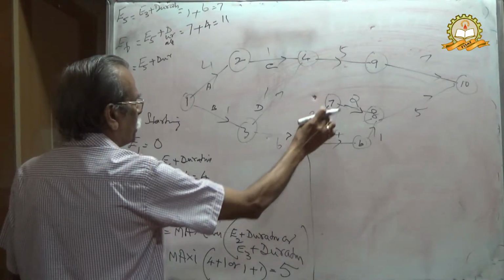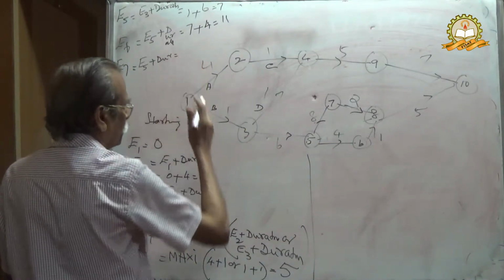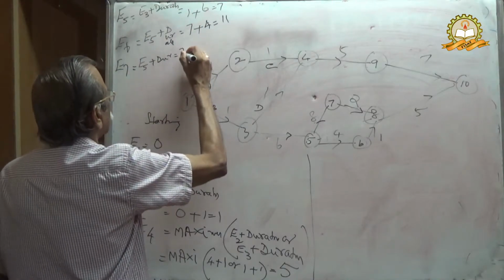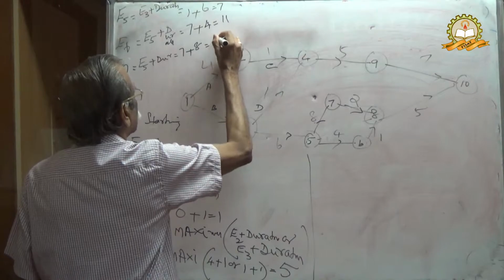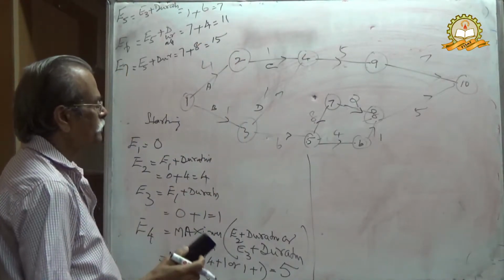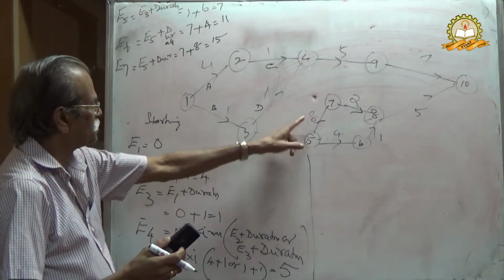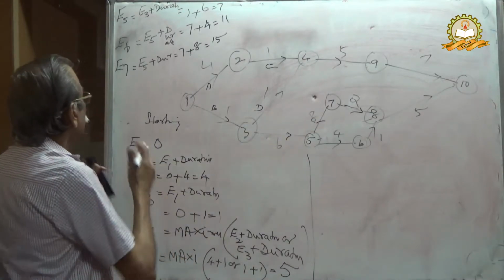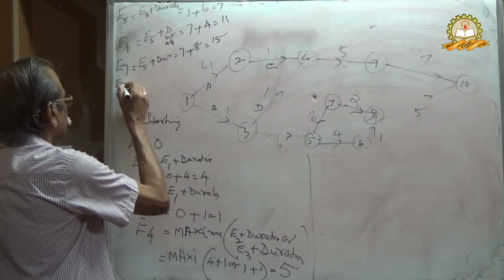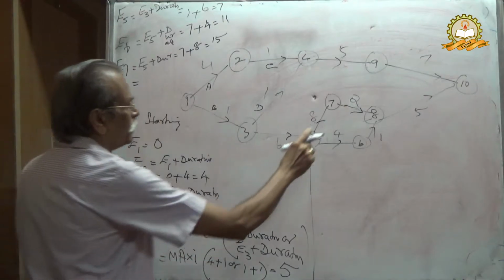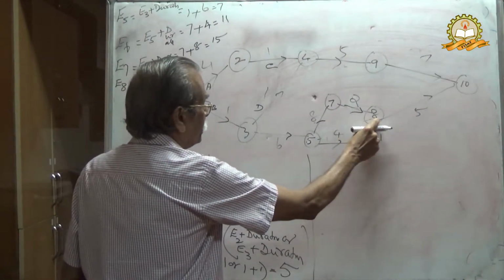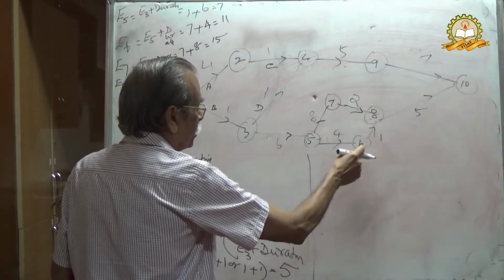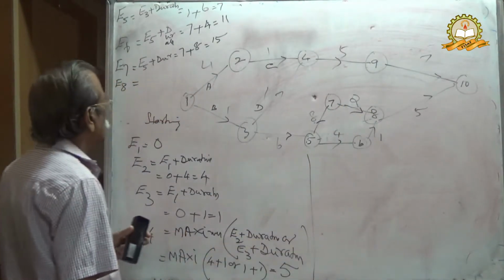E7 is equal to E5 plus duration, which is 7 plus duration 8, equal to 15. Then E8. E8 can be reached either from 7 or from 6.